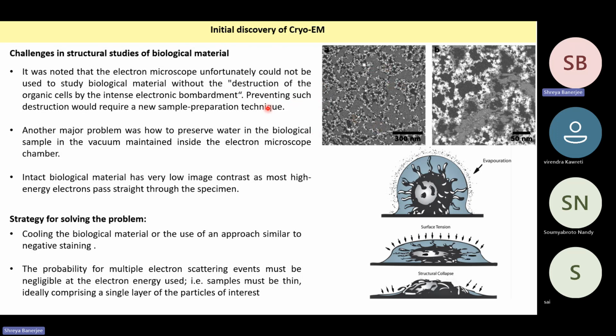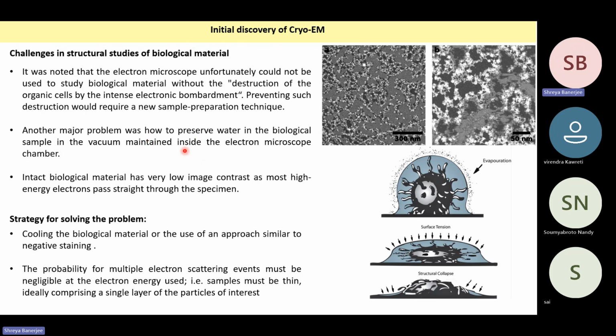So this required scientists to come up with a new method, which basically led to cryo-electron microscopy. Another major problem was how to preserve water in the biological sample in the vacuum maintained inside the electron microscope chamber. So in the electron microscope chamber, there is a vacuum because if there is no vacuum, then the electrons will hit the air particles and generate ions and cause a lot of problems. So vacuum needs to be maintained in the electron microscopy chamber.